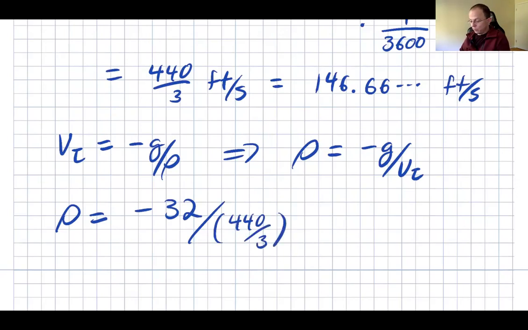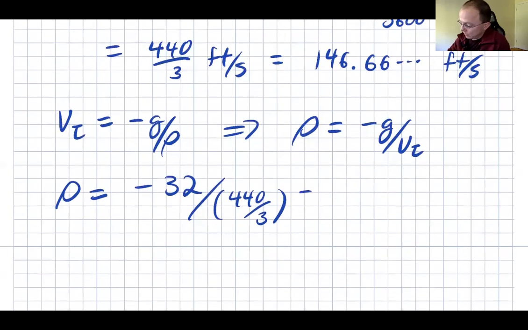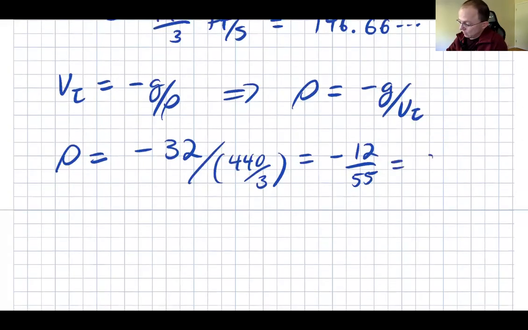Okay, so 32 divided by 440 over 3, and that will be precisely negative 12 over 55, and that will be, let's see, so that's about 0.218 and so on. So about 0.218. So that is indeed between those two values of the drag coefficient that we looked at before.